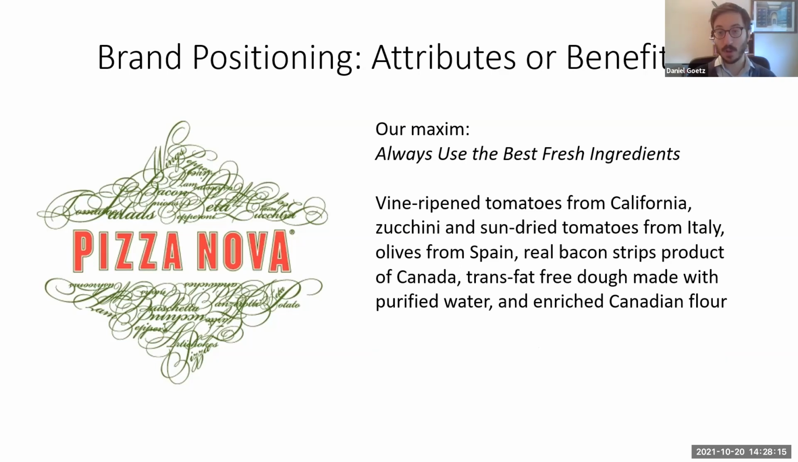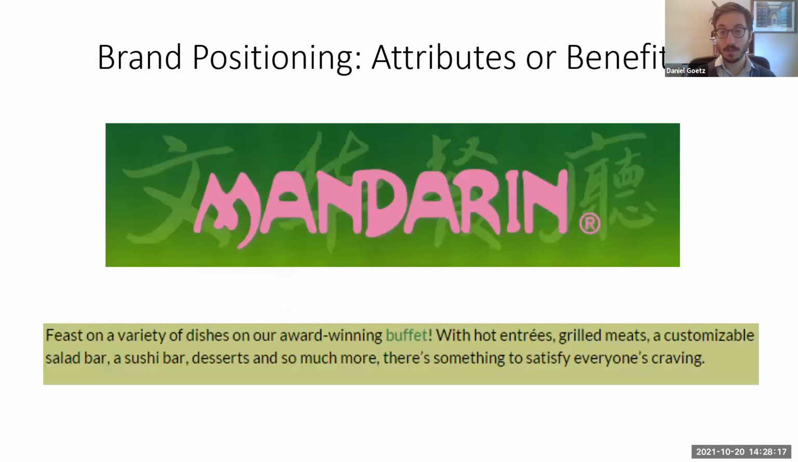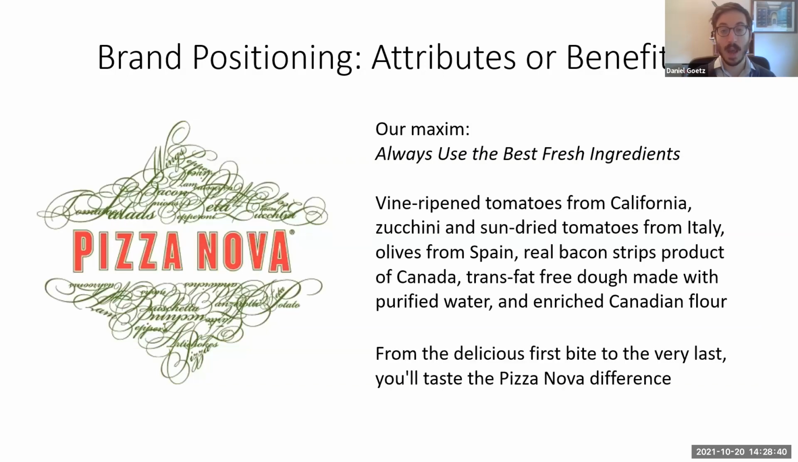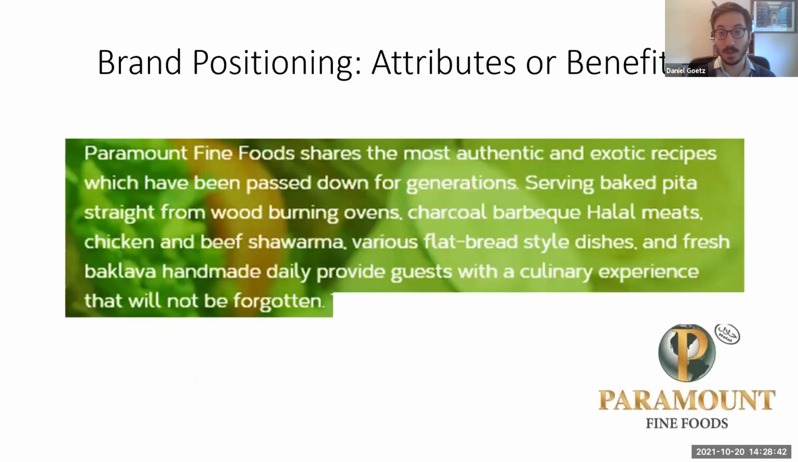And actually we can backtrack to Mandarin. You can see there's something to satisfy everyone's craving, right? So that's a benefits positioning as well, right? So benefits is like, what need, either primary or secondary, is being satisfied, right? What taste is being catered to. Attributes is just a description of the product itself, okay? Not how that attribute will benefit you specifically.